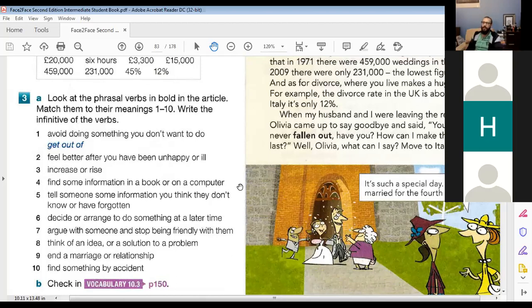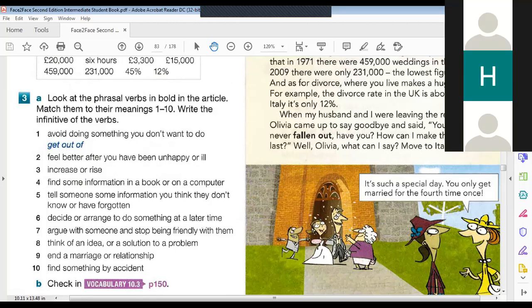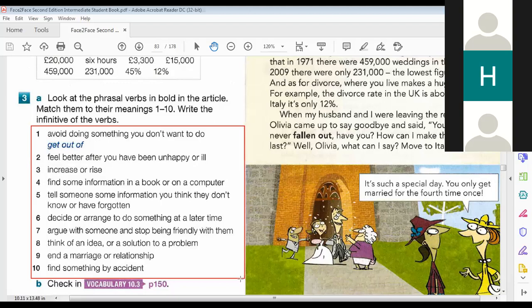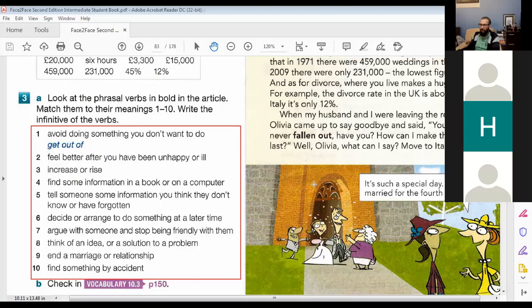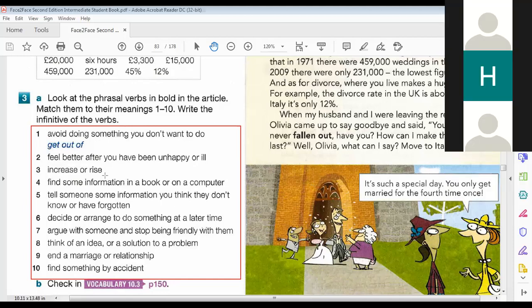So number one, it says to avoid doing something that you don't want to do. This is get out of. Okay, so get out of, this is the meaning when you avoid something that you don't want to do. Now, I want you to look for a phrasal verb which has the meaning to feel better after you have been unhappy or ill. Which phrasal verb has this meaning? Or maybe it will be easier if you read all the points, number 1 to 10. After you finish reading them, we'll try to match them with the phrasal verbs. Okay, so let's do this.